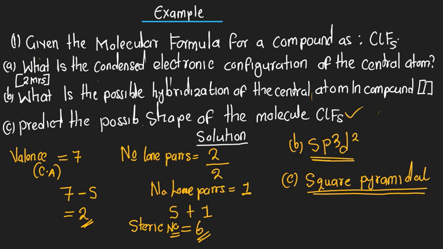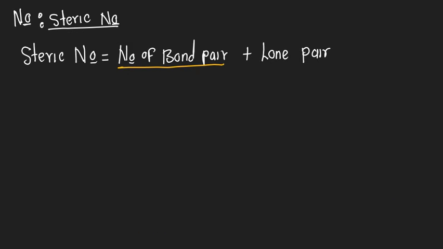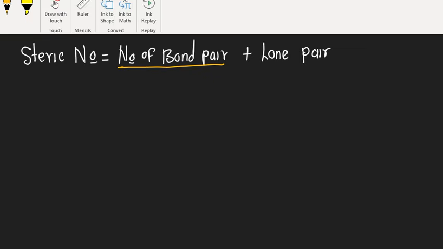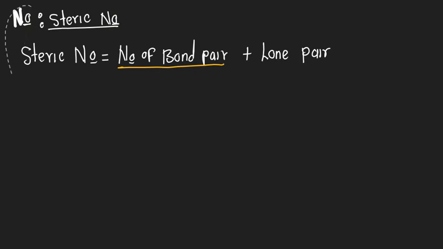Now the question is saying, the first question, sorry, it's just for the sake of teaching. This is how you do this, okay? The first question is saying, what is the condensed electronic configuration of the central atom? How do you write the condensed electronic configuration of this guy? It's actually very simple. Let me show you.